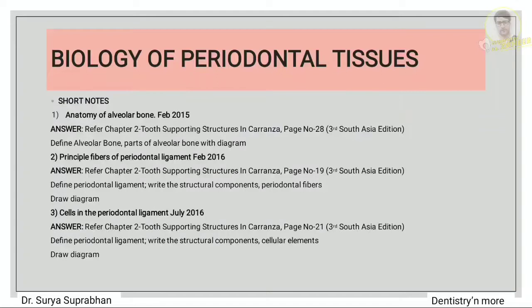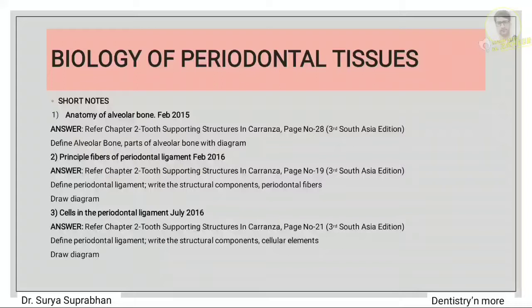Now coming to short notes, first question, anatomy of alveolar bone. For this, refer chapter 2, tooth supporting structures in Carranza, page 28. Under this question you have to write, first define the alveolar bone and write the parts of the alveolar bone with the diagram.